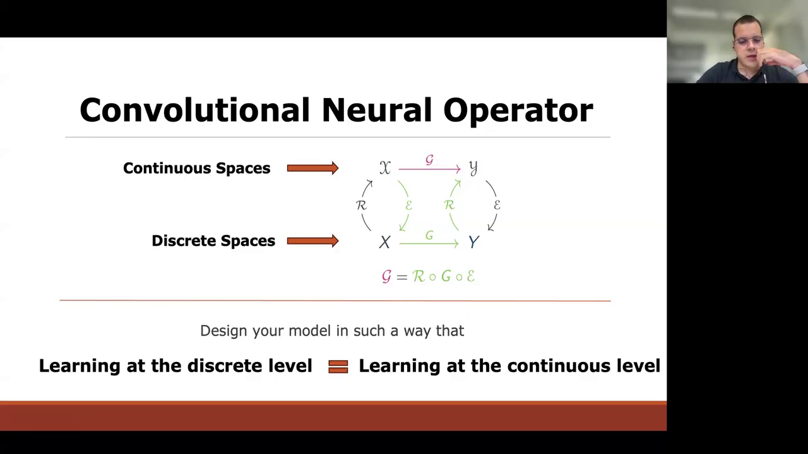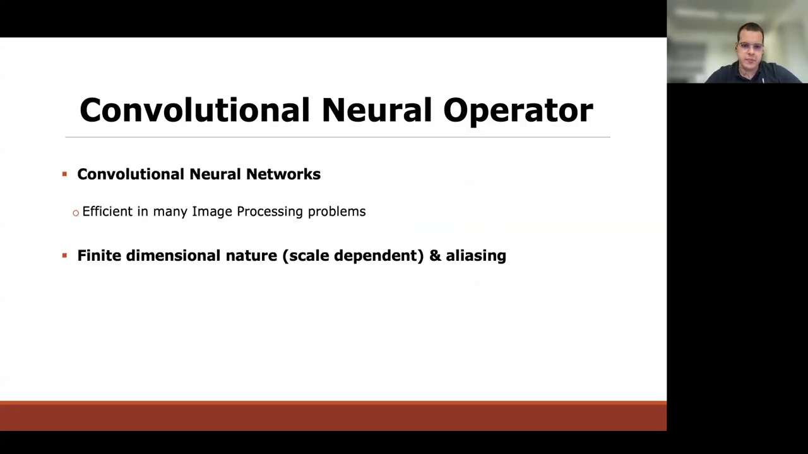So the goal itself is to design our model in such a way that learning at the discrete level, where we have the data, which we again obtain either by measuring in nature or using some surrogates or numerical methods, is equivalent to learning at the continuous level.